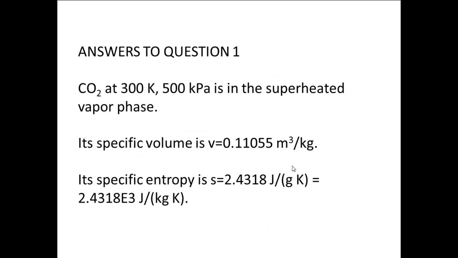And we can summarize what we've learned here. So here's the answer to question 1. If we have CO2 at 300 Kelvin, 500 kilopascals, it must be in the superheated vapor phase. And we have found from the tables that its specific volume is 0.11055 meters cubed per kilogram, and its specific entropy is 2.4318 joules per gram Kelvin. And if we want it in SI units, that would be 2.4318 times 10 to the 3rd joules per kilogram K.